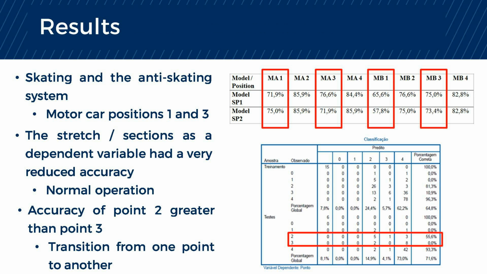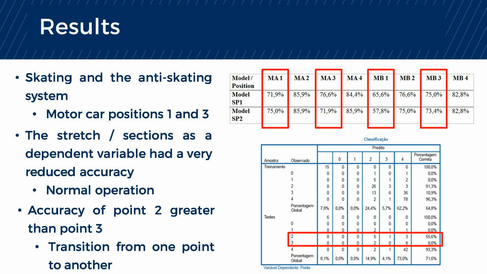Now talking about the results from the neural networks analysis, the skating sensation and the anti-skating system have increased accuracy in positions 1 and 3 of the motor cars. The model SP1 counts the data with skating and anti-skating in the tests. The model SP2 does not.